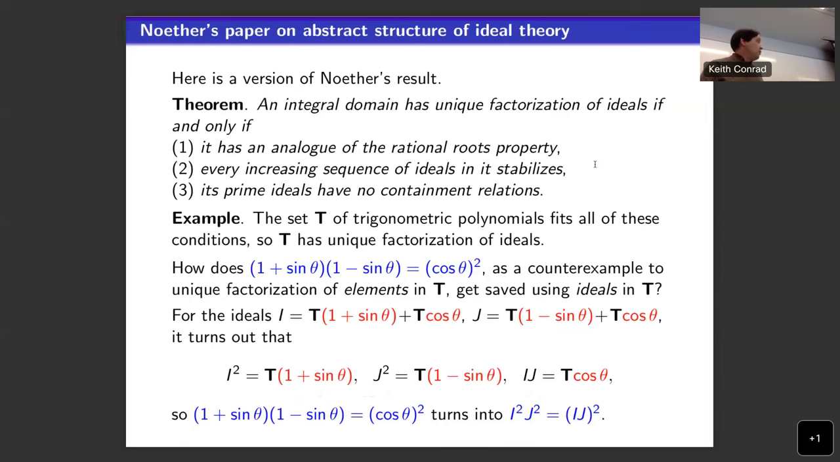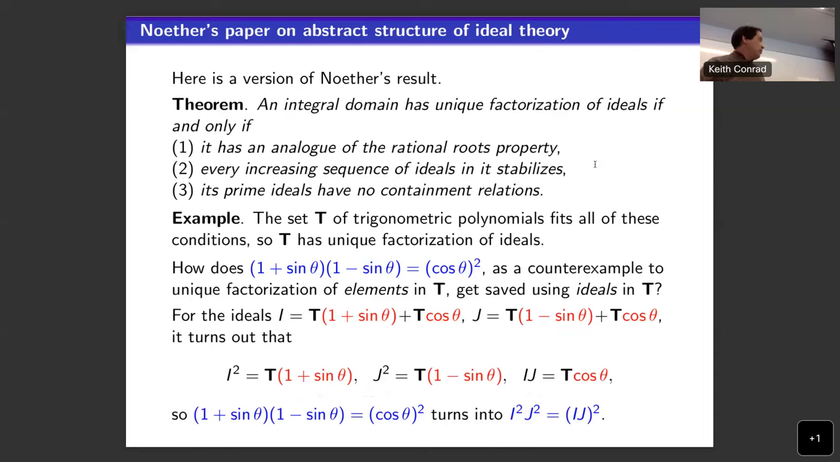So what does that mean in terms of this counterexample to unique factorization here? So we'll introduce a few ideals. Let I be the ideal of linear combinations with trigonometric polynomial coefficients of 1 plus sine theta and cosine theta, and we'll let J be the ideal, similar ideal, involving linear combinations of 1 minus sine theta and cosine theta with trigonometric polynomial multiplying factors. So we have these two ideals, and it turns out if you square I, you get all the multiples of 1 plus sine. If you square J, you get all the multiples of 1 minus sine. And if you multiply I and J, you get all the multiples of cosine.